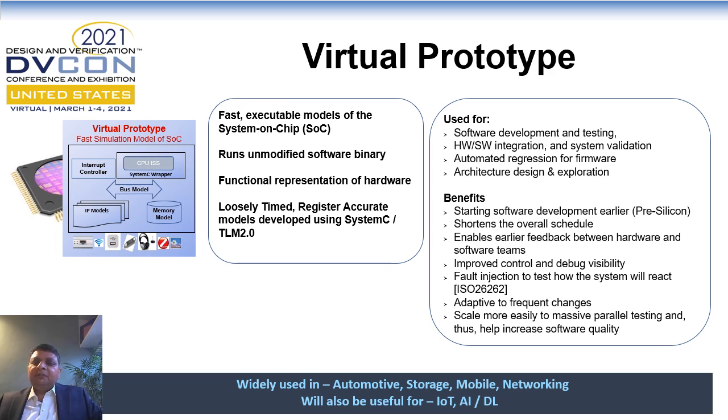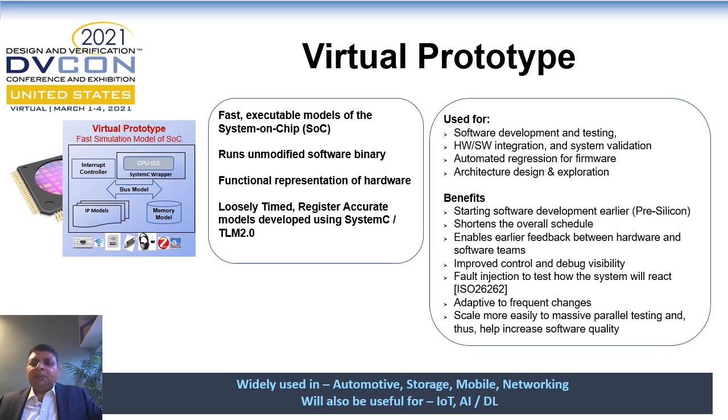It enables early feedback between the hardware and software teams, thus eliminating any ambiguity in the understanding of the specs quite early in the cycle. Compared to the hardware, these simulation models provide improved control and debug visibility. We can inject faults through the software or in the model to test how the system is going to react in corner case scenarios.